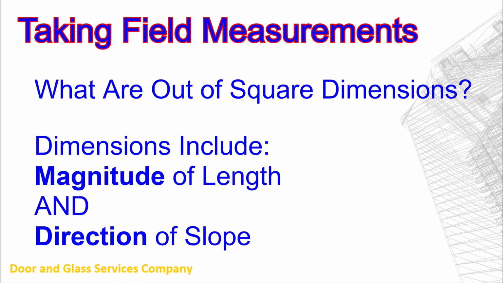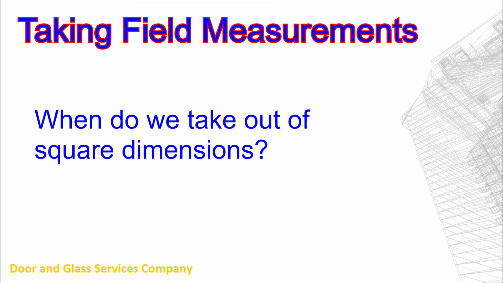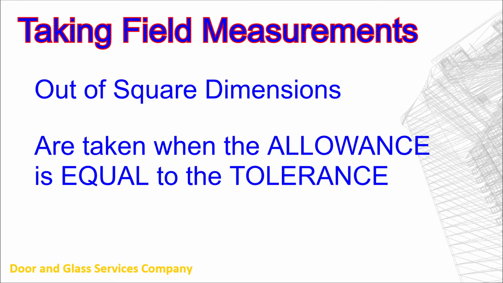When we talk about out of square dimensions, we're talking about dimensions that are being recorded where we don't assume that the angle between them is 90 degrees. Showers, angled walls, this sort of thing. We need to record both magnitude and direction. So when do we take out of square dimensions? Out of square dimensions are taken when the allowance is equal to the tolerance required.